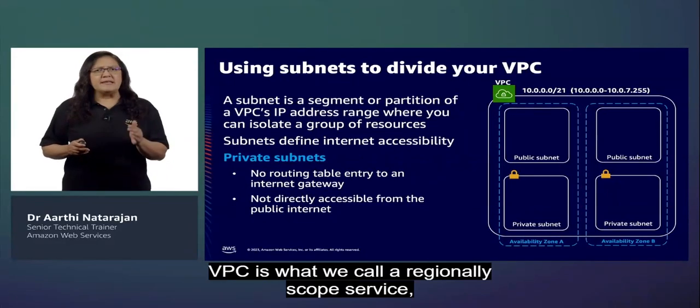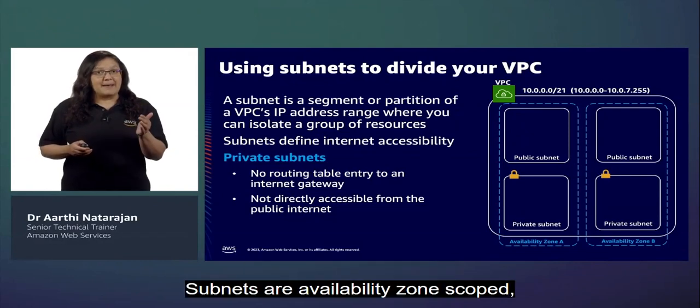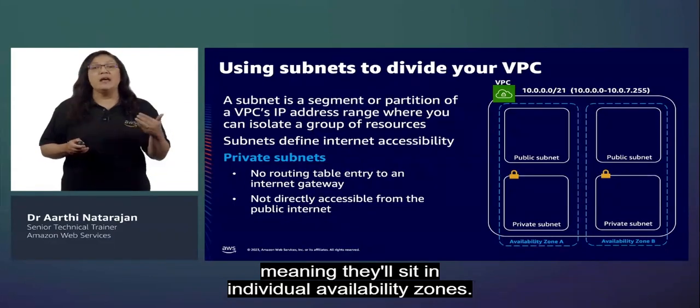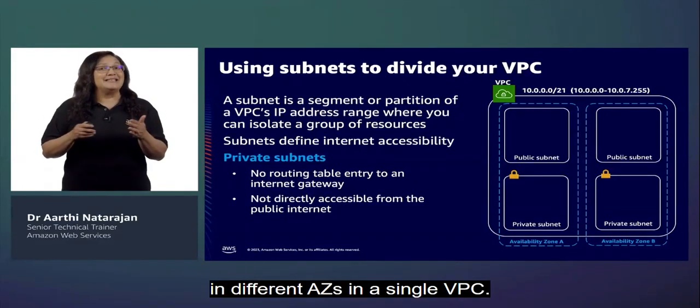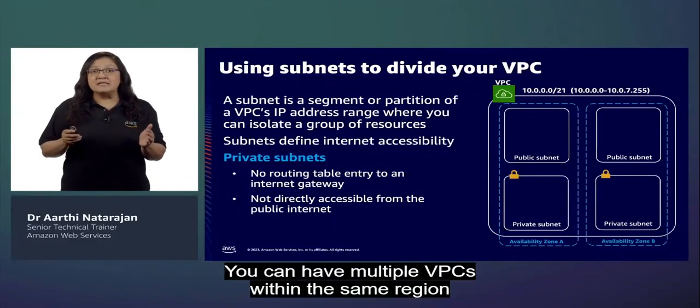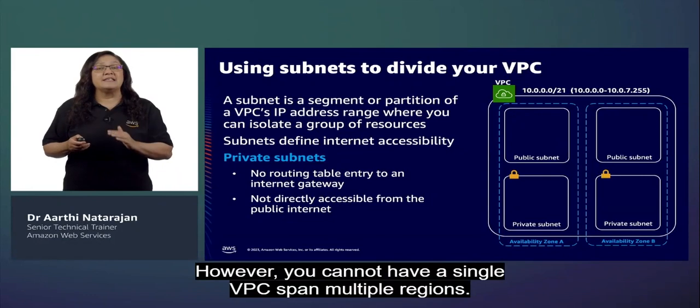VPC is what we call a regionally scoped service, meaning it sits across all availability zones within the region. Subnets are availability zone scoped, meaning they'll sit in individual availability zones. However, you can have multiple subnets in different AZs in a single VPC. You can have multiple VPCs within the same region or different regions for that matter. However, you cannot have a single VPC span multiple regions.